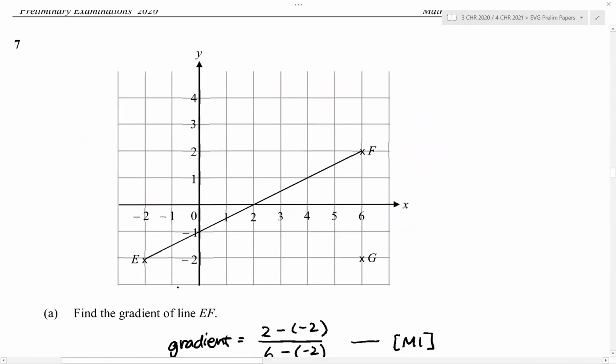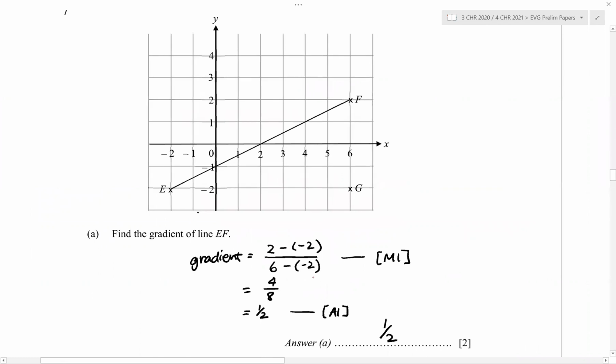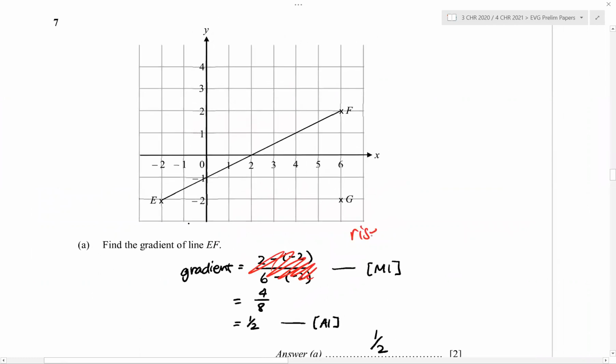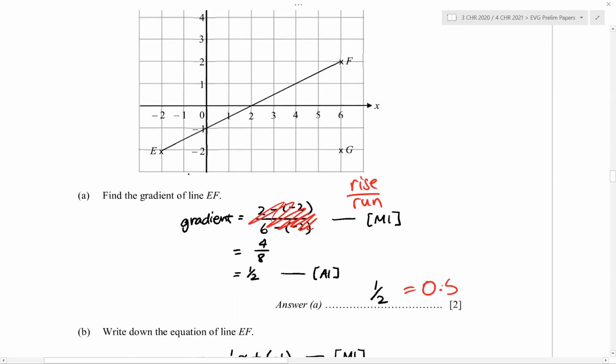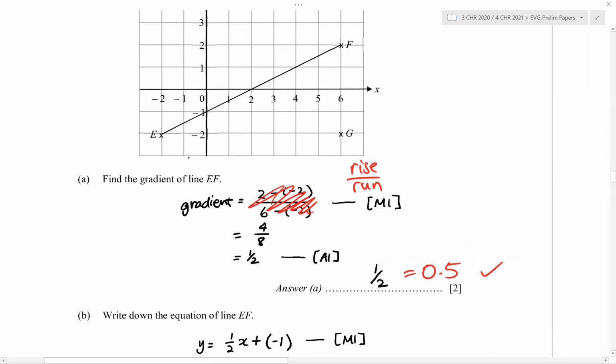Okay, 7, gradient. So I didn't want you to use this. I wanted you to use rise over run. So understand where to rise, where to run. Okay, so need help or not? So part A gradient, anybody needs help? Need or not? No need. Next.